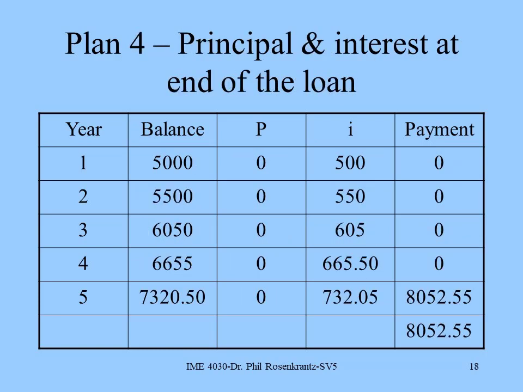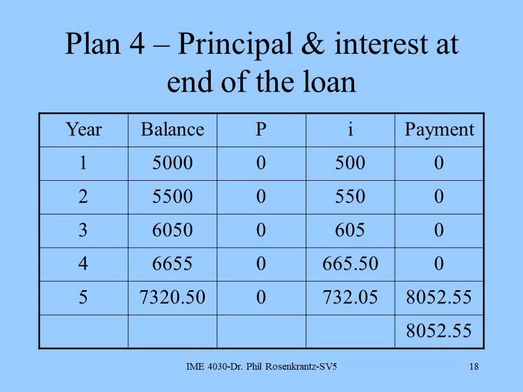Plan 4 is where we pay everything at the end, and you can see what the numbers are there, and it's simply adding the interest from each year onto the principal for the next year, because we haven't paid that interest off, so it becomes part of next year's principal. Another good example of compounding.